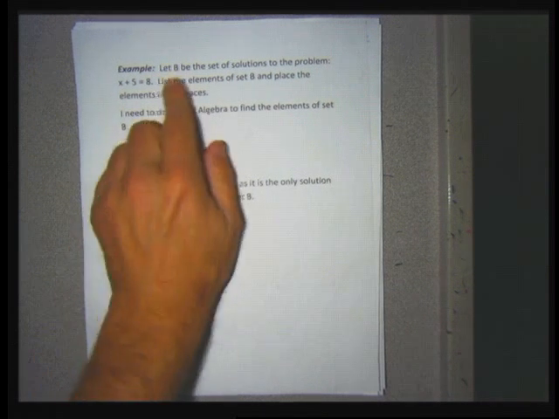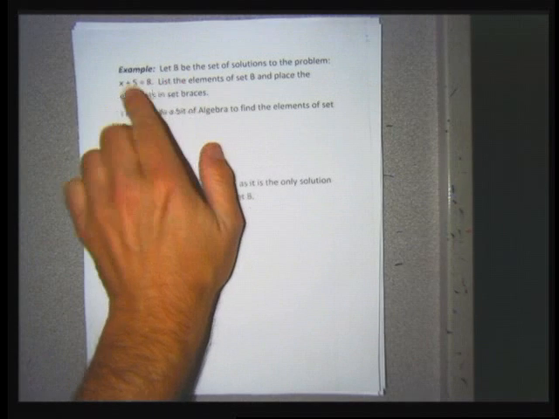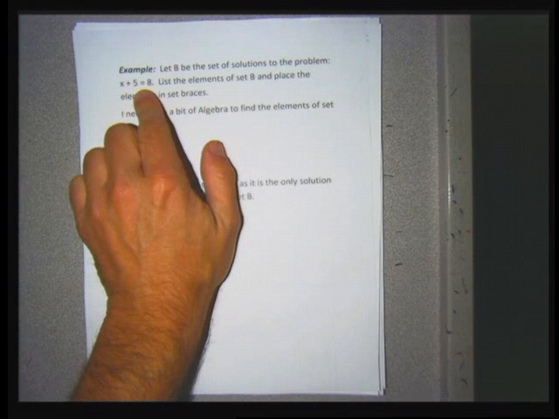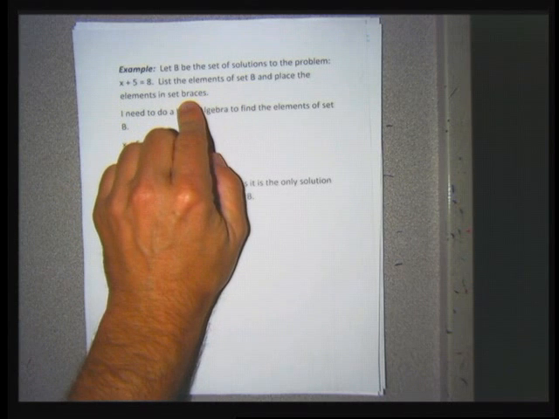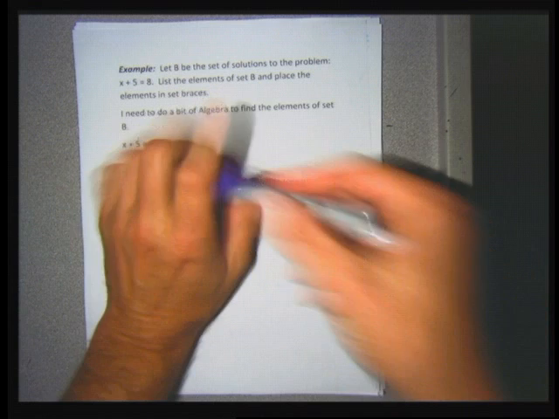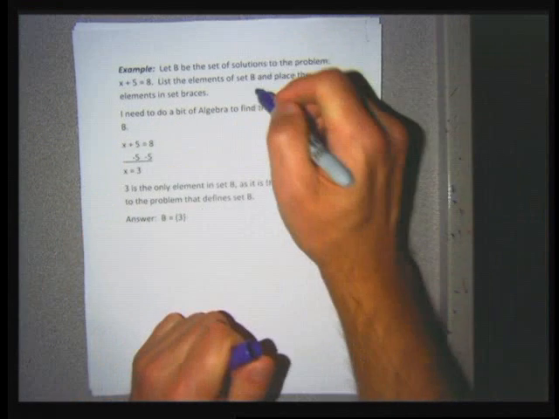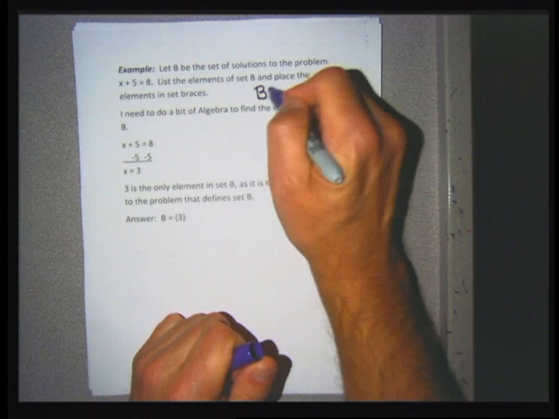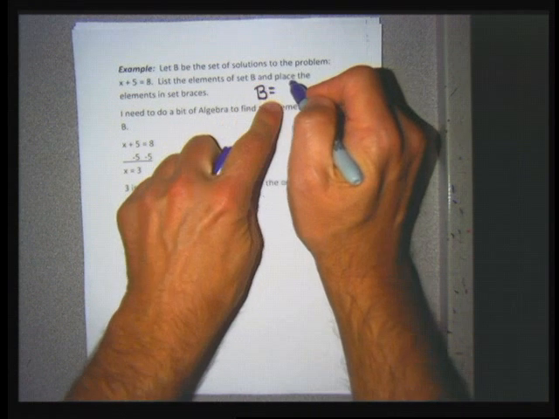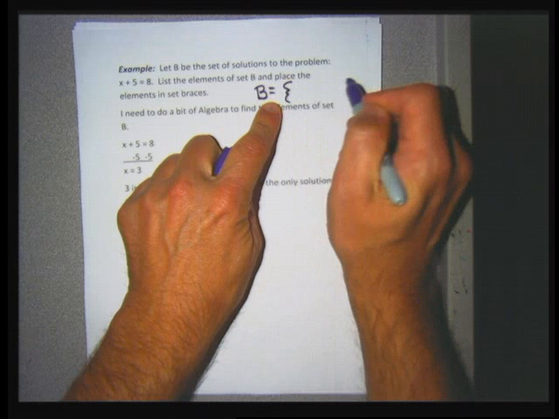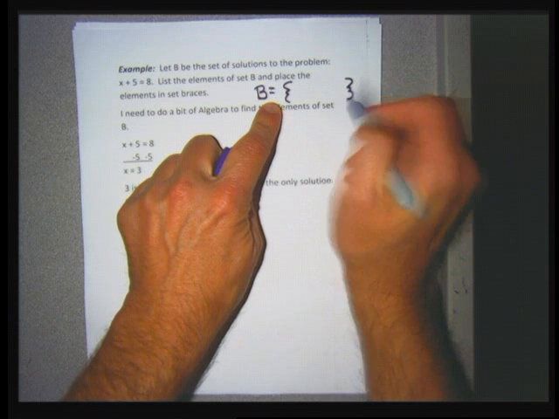So the next example, let B be the set of solutions to the problem x plus 5 equals 8. List the elements of set B and place the elements in set braces. So ultimately, my answer to this is going to be to write a set called B. So I'm going to write the letter B because that's the name of the set, an equal sign, and then I'm going to write set braces because we need set braces in order for B to be considered a set.